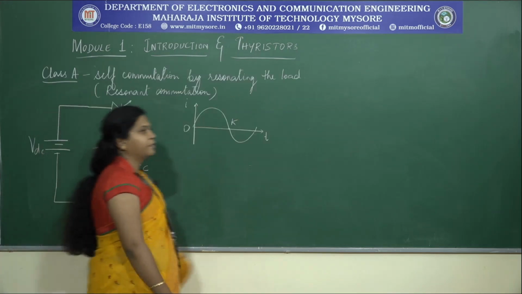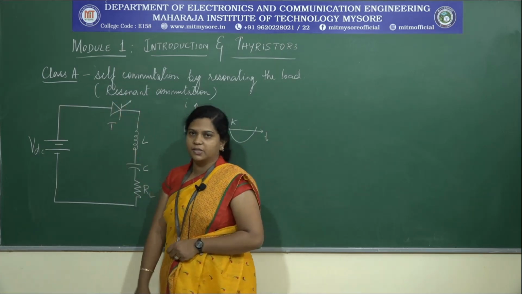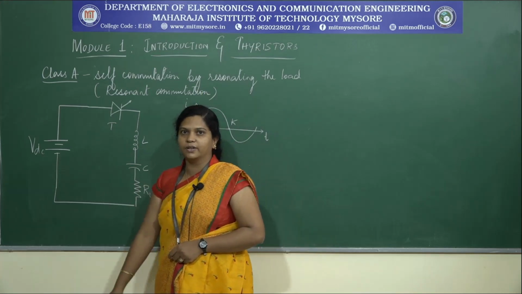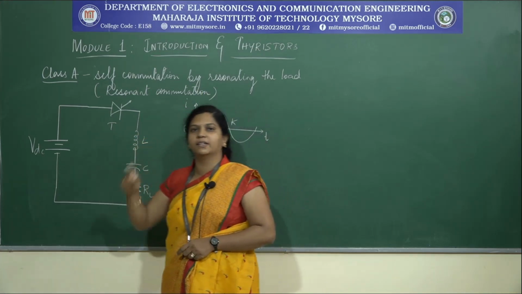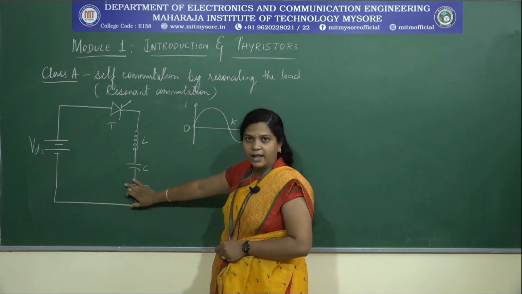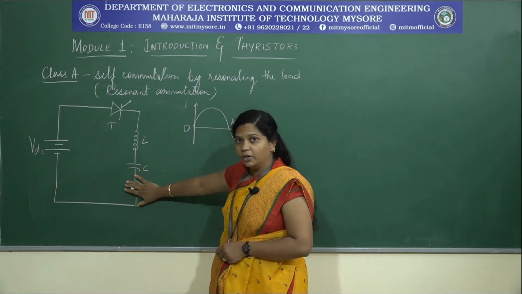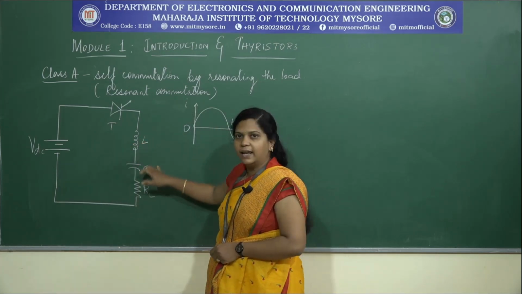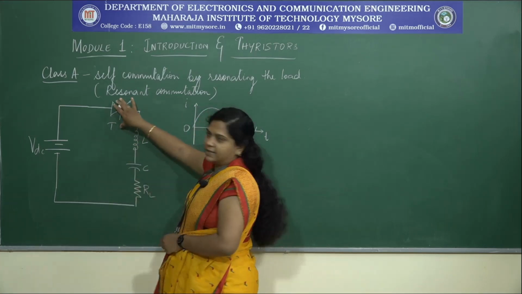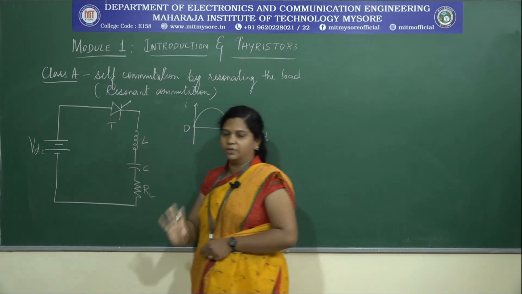The first type is the class A type of commutation process, where we make use of a resonant circuit. Resonant means RLC in series, which is known as a resonant circuit. Here RL is the load resistance. The main commutating components we are using are L and C. The thyristor is a device which is connected to the DC supply. It's a forced commutation process.